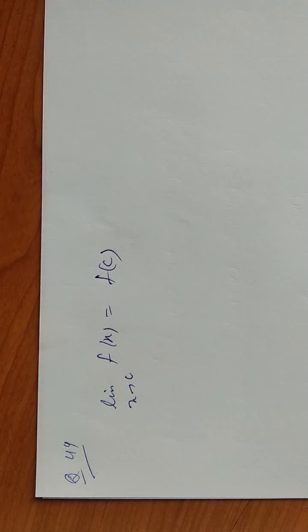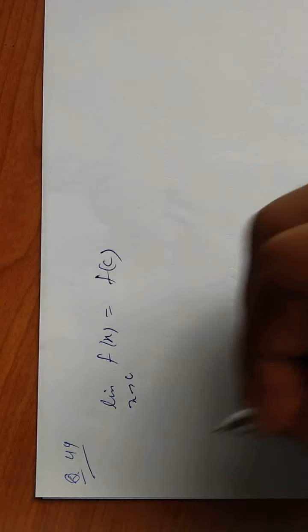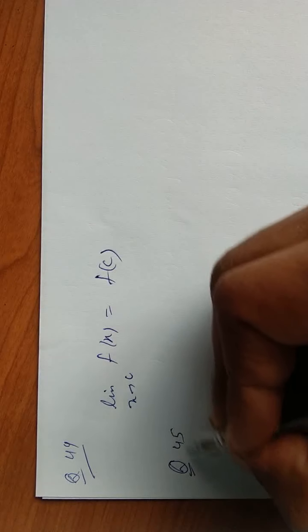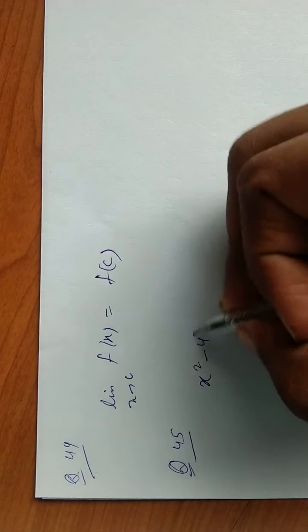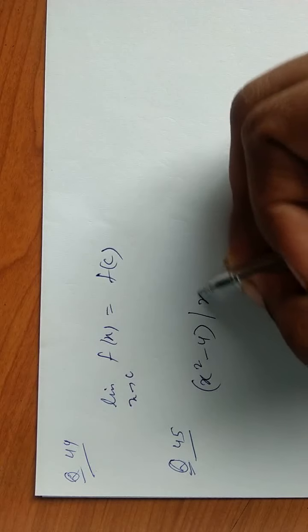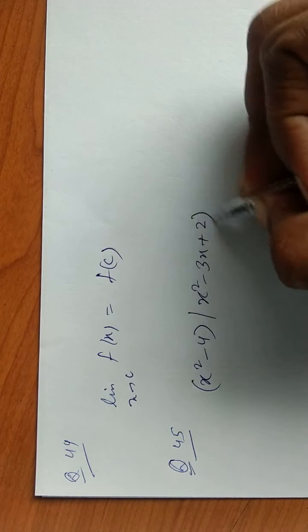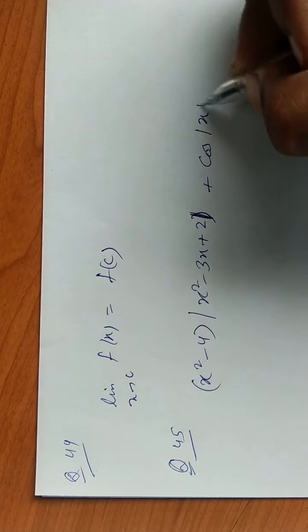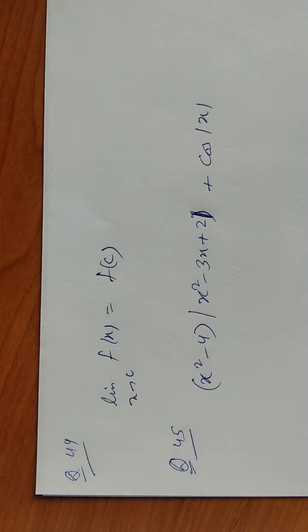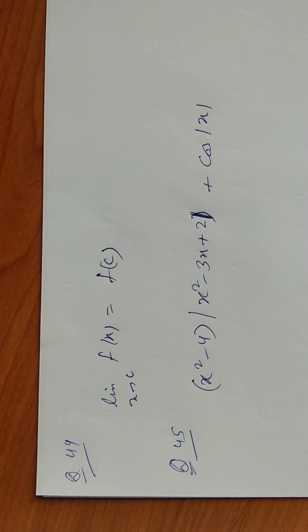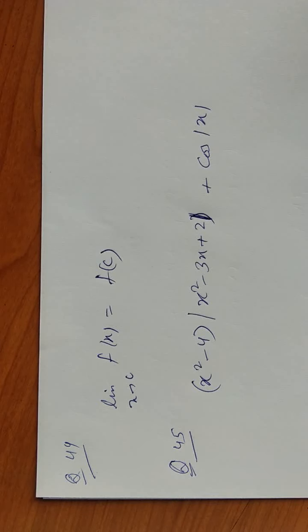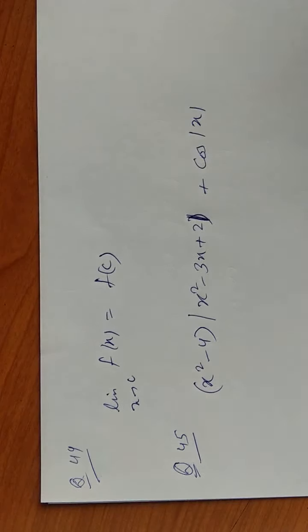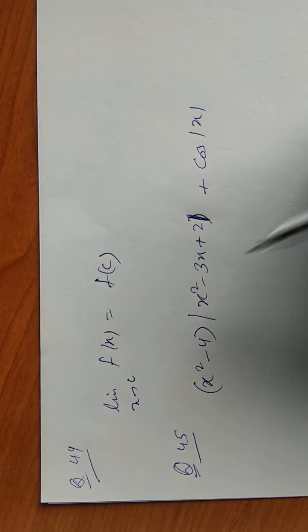Wait a second, 45 is a doubt. Okay, so question number 45 says the function f(x) is equal to mod of x square minus 4, x square minus 3x plus 2, plus cos of mod x, is not differentiable at. I'll check at one particular point. Anyone? Let's say 1 or 2.